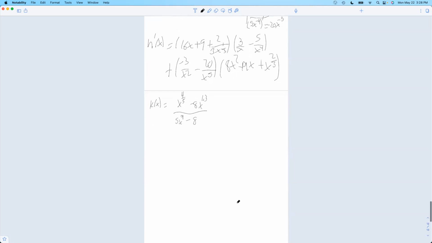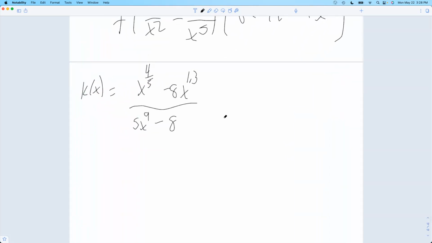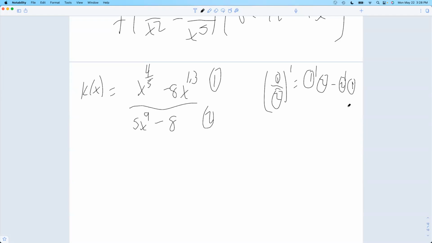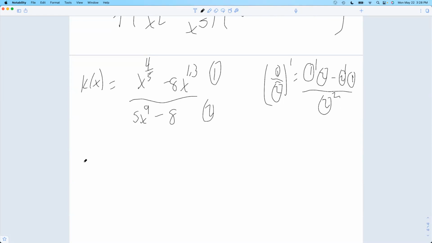Okay, last problem today. Let's do a quotient rule problem. So I've got a top and a bottom. We'll call those number 1 and number 2. The derivative of a fraction is derivative of the top, leave the bottom alone, minus derivative of the bottom, leave the top alone, over the bottom squared. And I'm not going to write each one individually. We're just going to do this as we go.